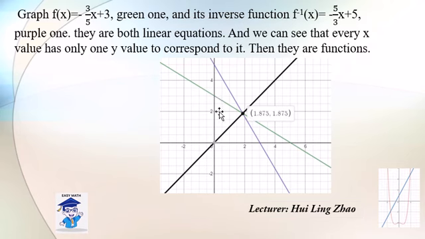And then the graph has two functions. The original function is the green one, and the inverse function, f^-1(x) equals -5 times x over 3 plus 5, is the purple one here. So they have one intersection point. The coordinate is (1.875, 1.875). We can see that both are functions. Actually, it is a linear function.